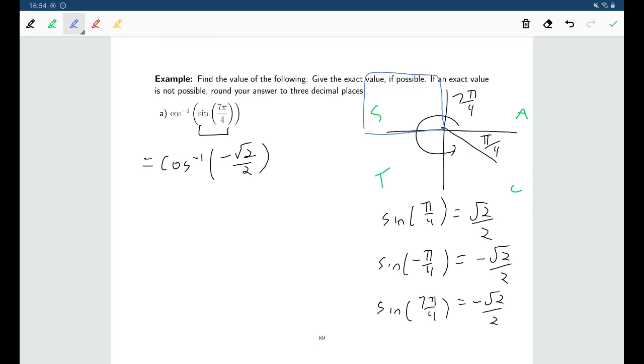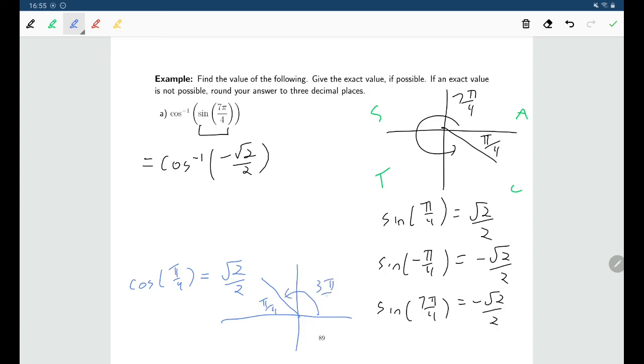So we're going to get an angle that's in quadrant 2. Now, you know that cosine of pi over 4 is root 2 over 2. And so you can find that if you were in quadrant 2 and had a reference angle of pi over 4, in other words, if you were talking about cosine of 3 pi over 4, cosine of 3 pi over 4 would be negative root 2 over 2. So cos inverse of negative root 2 over 2 would be 3 pi over 4.